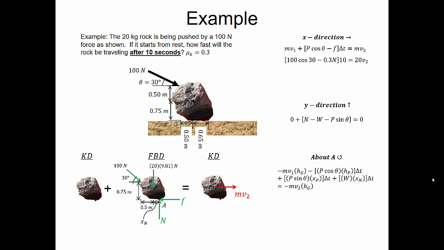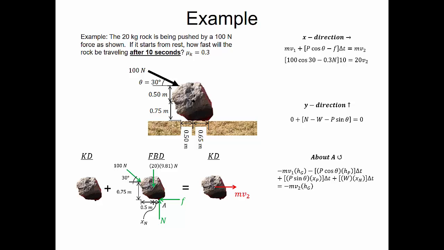Initially, my momentum is 0, so this first term is going to drop out because we start from rest. Velocity is 0, so momentum is 0. Then we can put in our 100 newtons for P, and our angle that is being applied is 30 degrees. And we have a mass of 20 kilograms. So we have one equation, but two unknowns still. We don't know what the normal force is, and we don't know what the final velocity is.